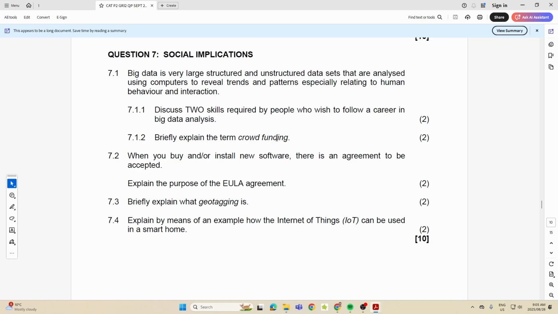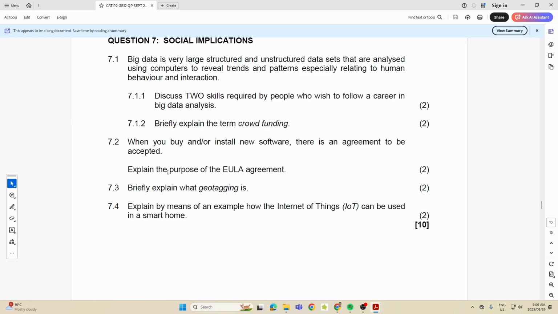Briefly explain the term crowdfunding. So we've had this in a previous paper. It's simply the process where a single idea, just use the word idea, single idea or business idea, whatever it is, is funded by multiple small donations. You see, the crowd. If each one gives $10, $5, 10 Rand, 20 Rand, whatever it is, those folks, the crowd, is funding that particular project or initiative.